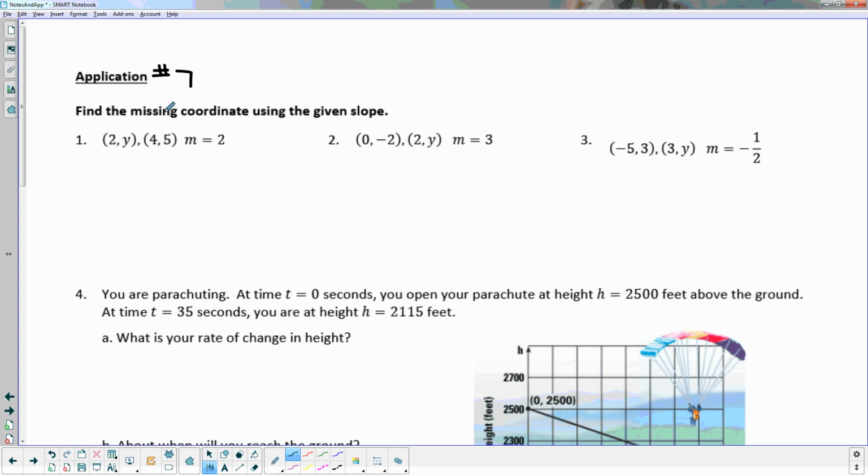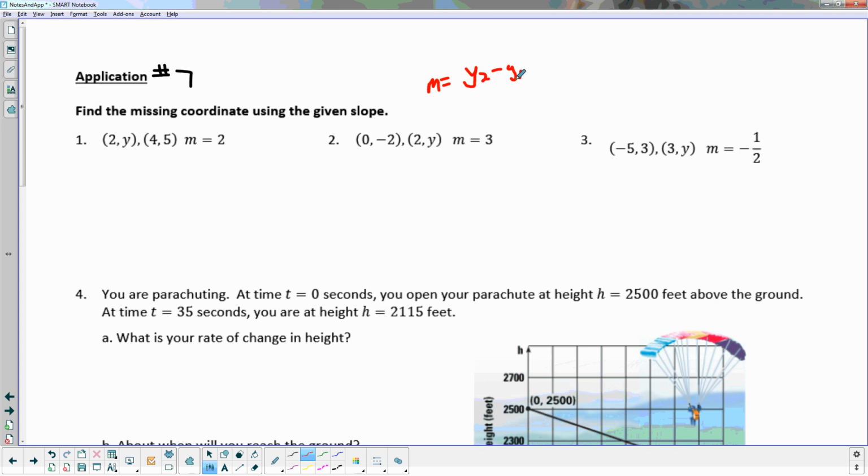Today I want to look at some of the application problems and give you a little bit of insight on how they should be completed and really what's the best way to get there. For the first set of problems here, we notice that they want us to find the missing coordinate and they're giving us the slope. The key here is that we have to remember our slope formula.